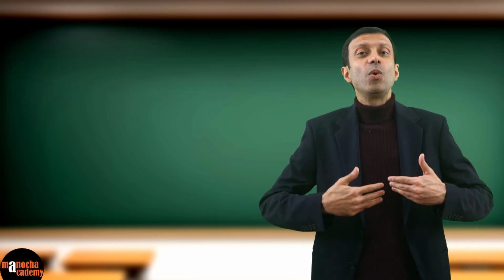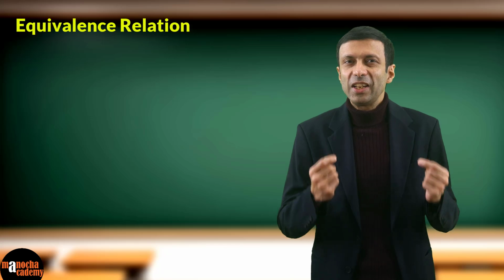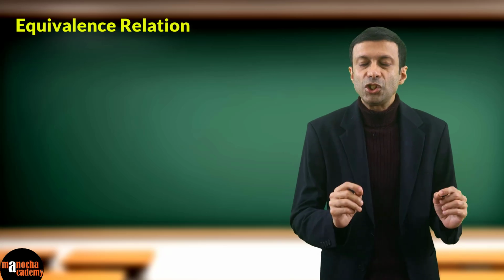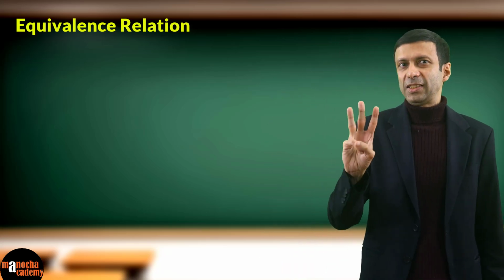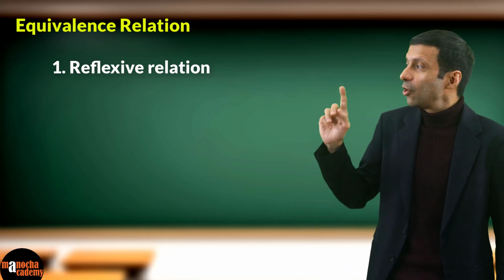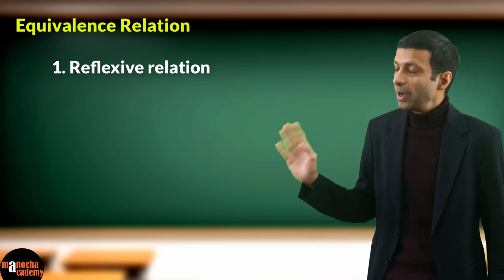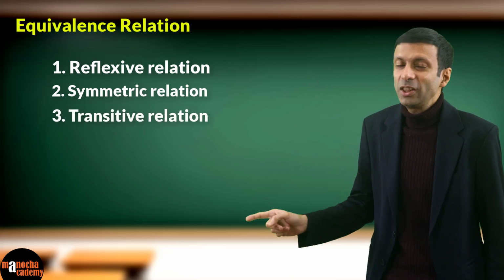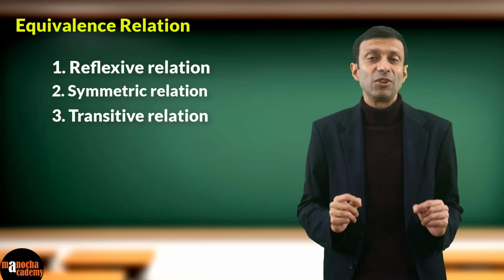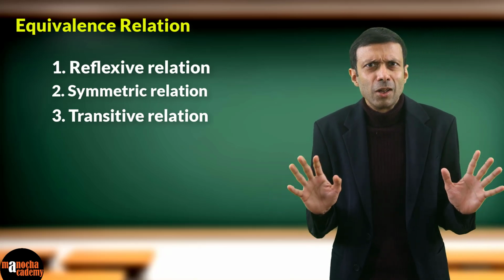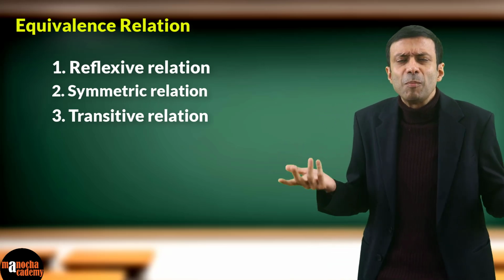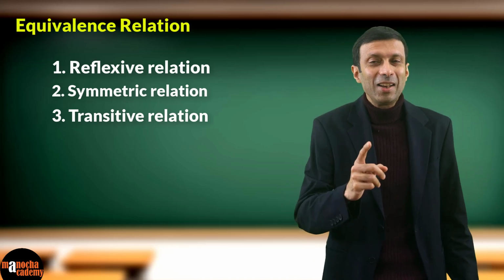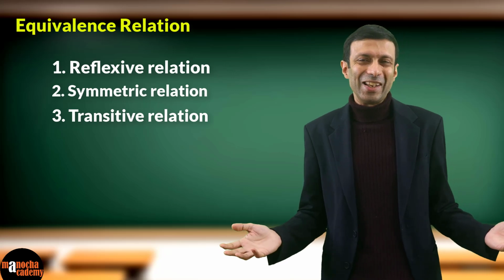Now let's talk about equivalence relations. Equivalence relation is a very important relation in this chapter. An equivalence relation is a relation which satisfies three properties. The relation must be a reflexive relation, a symmetric relation and a transitive relation. Only when it satisfies all these properties do we call it an equivalence relation. But hold on, you'll say, what is a reflexive, symmetric and transitive relation? Don't worry, we are going to understand them one by one, and then you'll know what an equivalence relation is.